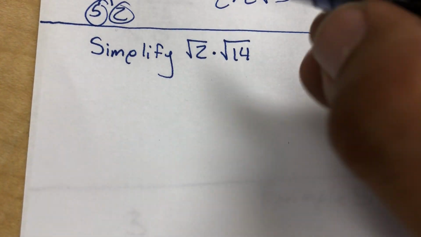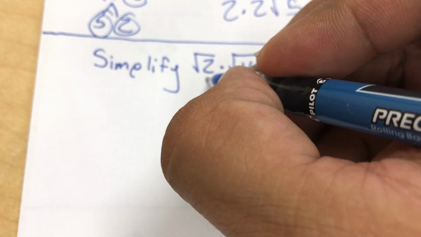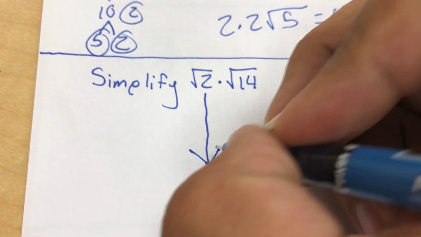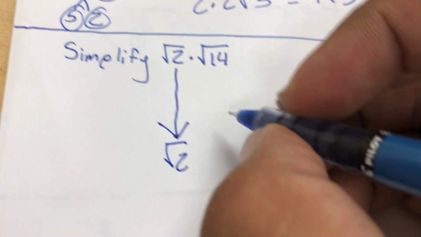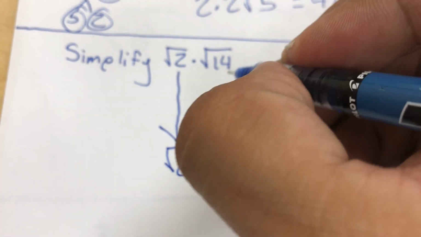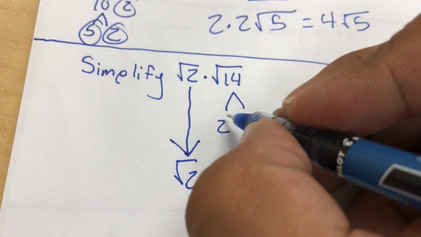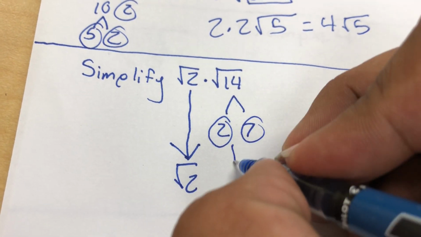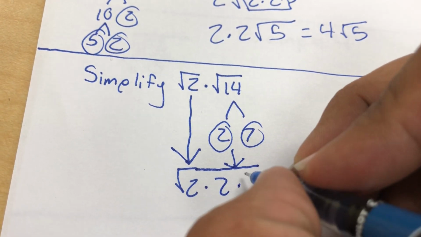Now we're going to be simplifying this. Now square root of 2 is going to stay there, and we're going to drag it down to the end. That's going down to the bottom because you can't simplify that anymore. So here's the square root of 2. And the square root of 14 splits into 2 and 7. Those are both prime numbers. So those are going to come down. They're going to join the 2 over here. 2 times 7.